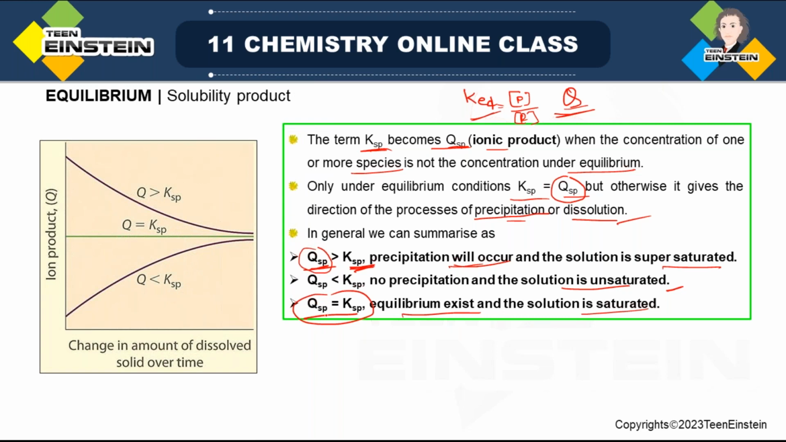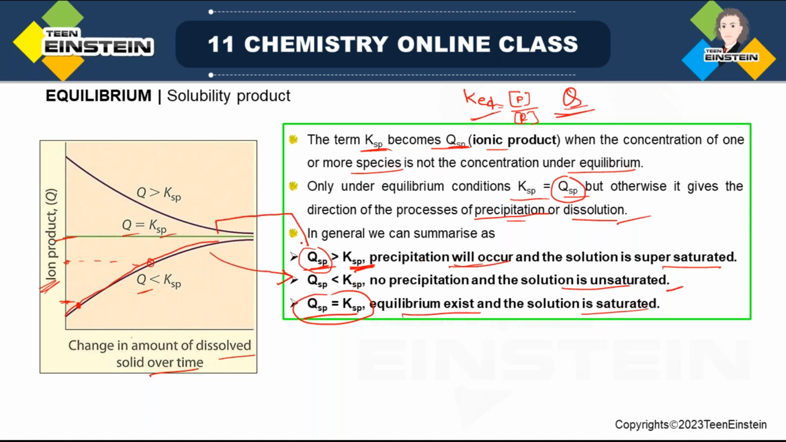We can represent it with this pictorial diagram. Here we have ionic product on the y-axis and change in amount of dissolved solid over time on the x-axis. So when Q is equal to Ksp, this ionic product value is parallel to x, there is no change. But suppose Q is lesser than Ksp, that means the change in amount of dissolved solid over time will increase so that it can reach Ksp. If you choose any point here, the change in amount of dissolved solid over time is somewhere cutting here. That means the ionic product is gradually increasing. So it is basically this case.